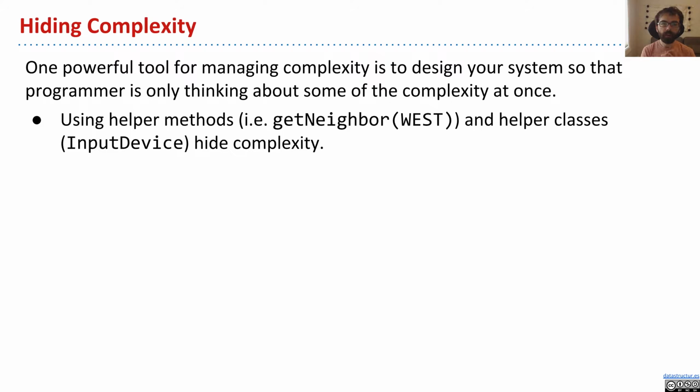So recall that one of the most important things that we can do when building programs is to hide complexity. The thing is, we, as I've said many times, are not smart enough to understand all the complexity of our programs all at once, and so we want to make sure that we're hiding that complexity from other programmers, from ourselves, from users. So using helper methods like getNeighbor to the west, or a helper class like input_device that abstracts away whether it's a keyboard or a string that's providing me with input, that hides complexity.